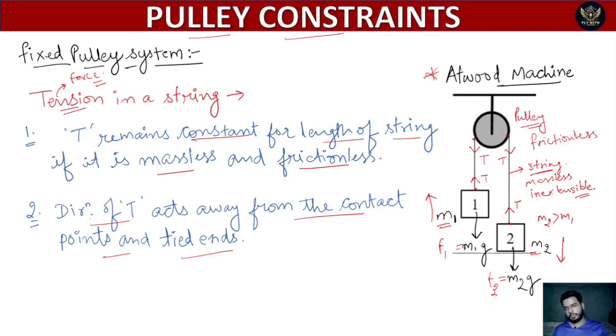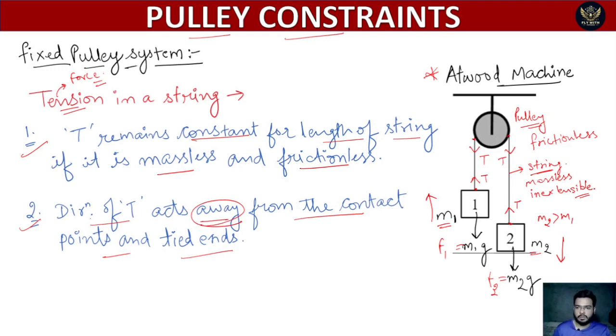So this is what you have to know: there is a tension in the string and it is constant, and the second point is that the direction of T always acts away from the contact points.